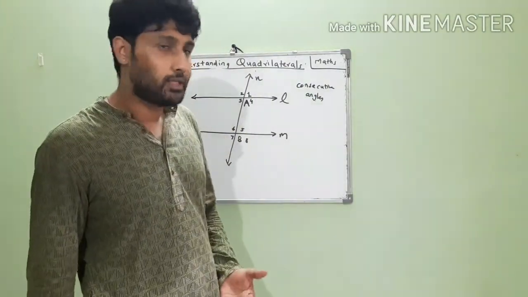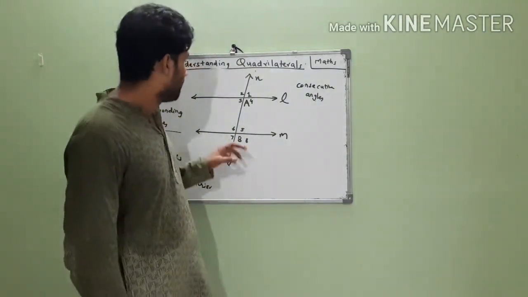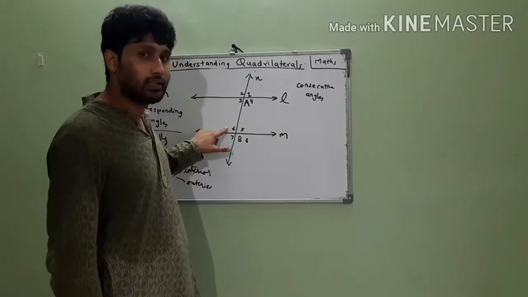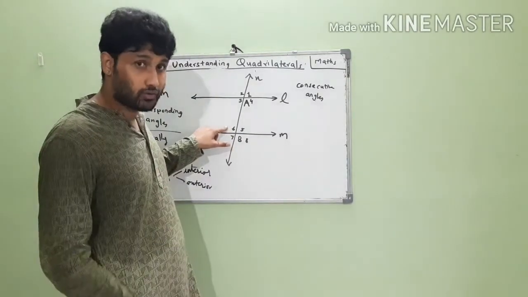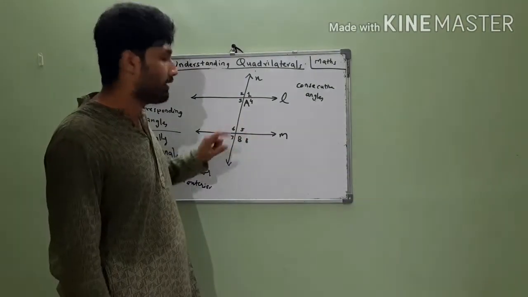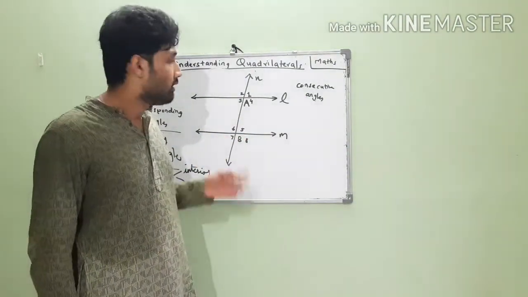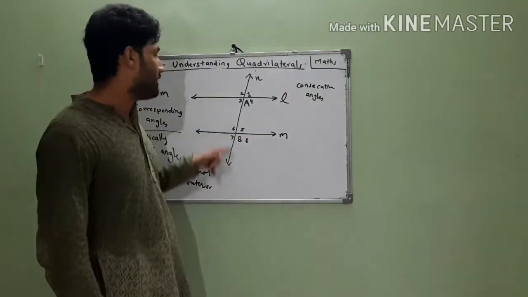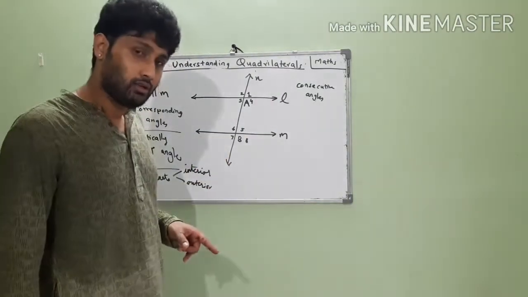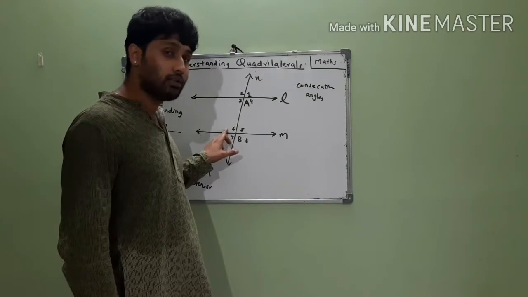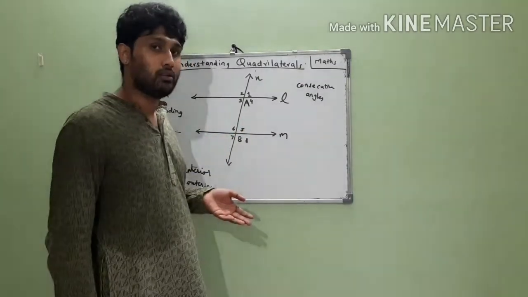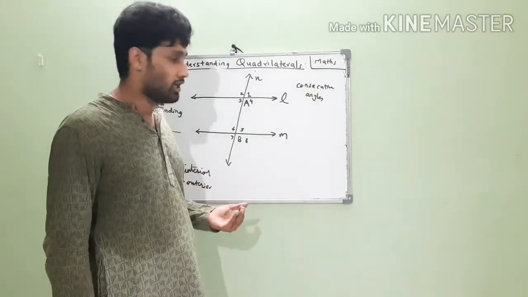We also have something called consecutive angles. We have 2 such interior pairs. Angle 3 and angle 6 form one pair of consecutive angles. Angle 4, angle 5 form other pair. The property which consecutive angles share is that their sum will be always 180 degree. So angle 3 plus angle 6 will be equal to 180. Angle 4 and angle 5 will be 180. So this is the property that they share.